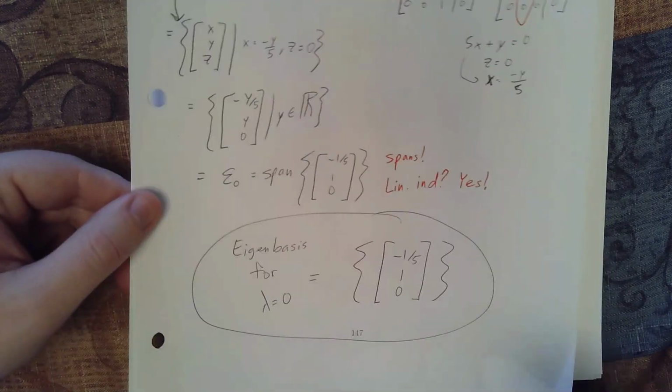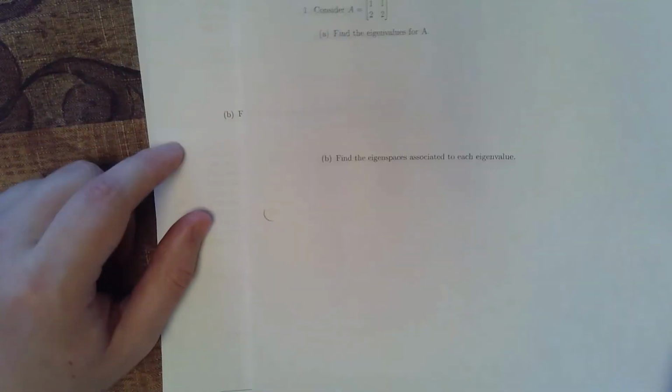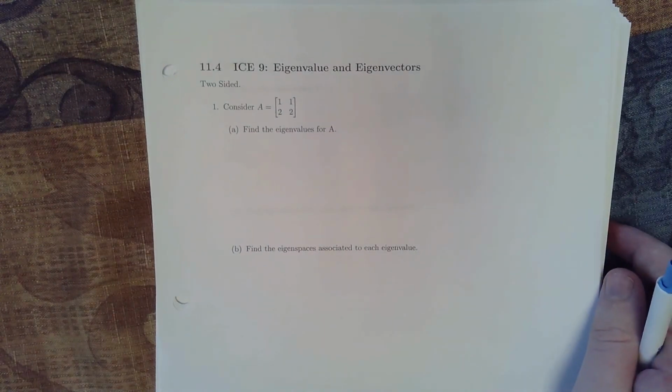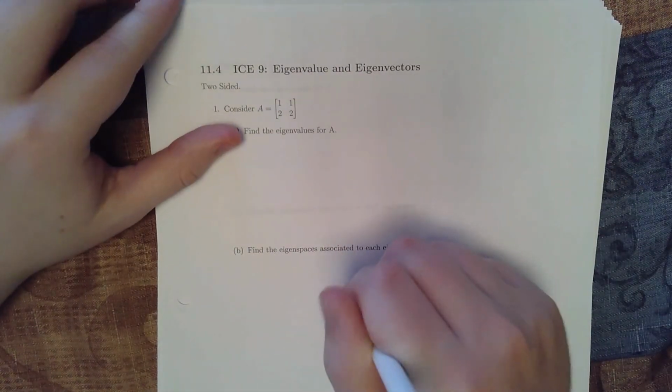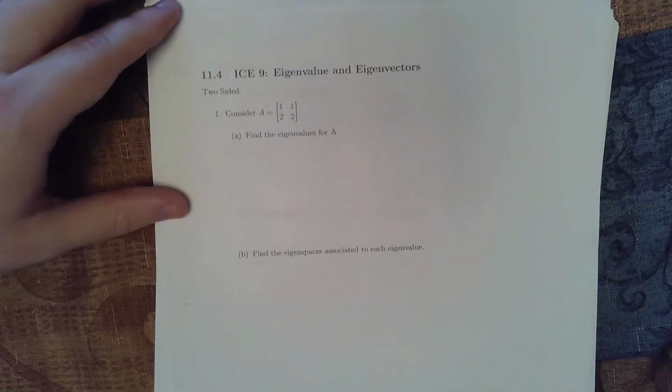Alright, so in the next video, what you'll be doing is playing around with this idea of computing eigenvalues and their eigenspaces for two matrices. For the best results, I'd suggest looking at ICE 9, trying to find these eigenvalues and eigenspaces for problems 1 and 2 on your own, and then going ahead and watching the video.